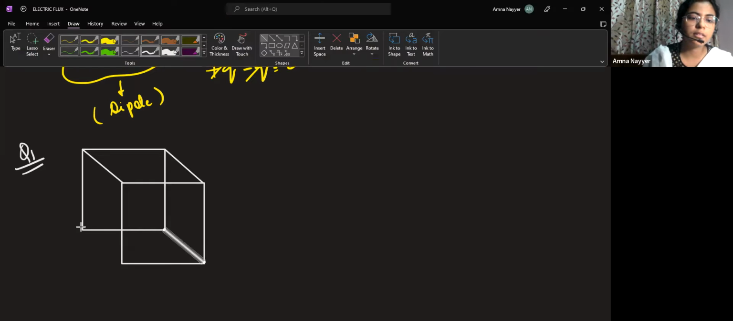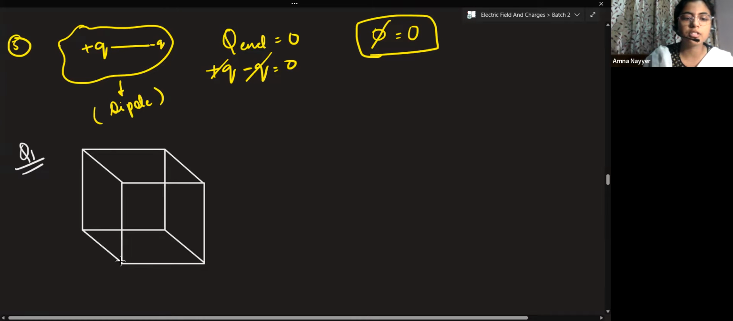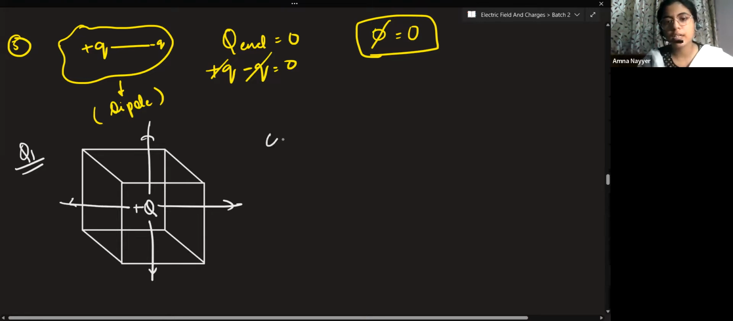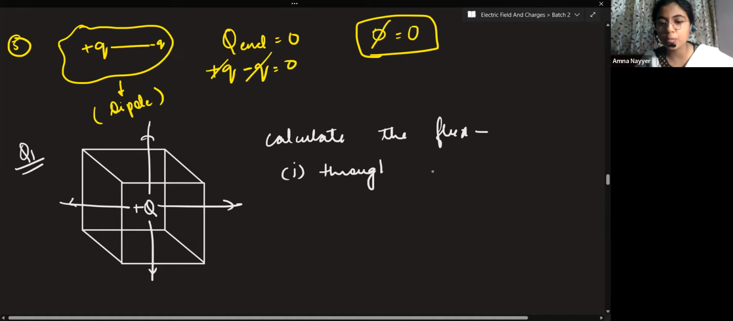So you are given a cube and you have the charge in the cube as plus q. This is the charge in the cube. So plus q is there, direction will be simply, this will be the electric flux in this manner. So it says you have to calculate the flux. So this question, I am doing it for you. The next question that I'll be giving will be similar to it. So understand this question first. How do we solve it? First, you have to calculate the flux through the cube, and you have to calculate flux through each face.